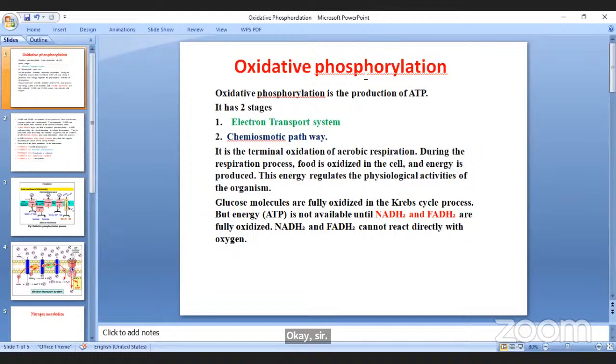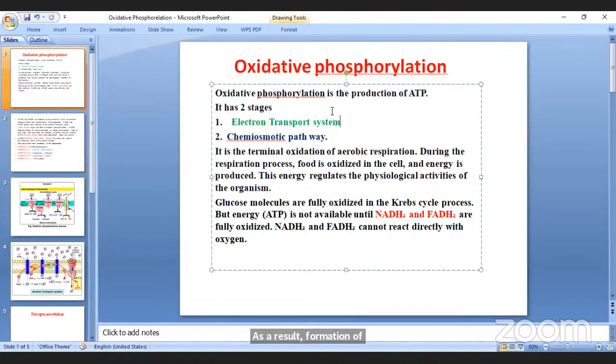Are you clear on mitochondria structure? Yes, sir. So oxidative phosphorylation means here the oxidation reaction takes place, as well as phosphorylation, and as a result, ATP is formed. Oxidative phosphorylation is carried out in two stages. One is the electron transport system. The second is the chemoosmotic pathway, or chemoosmotic phosphorylation.